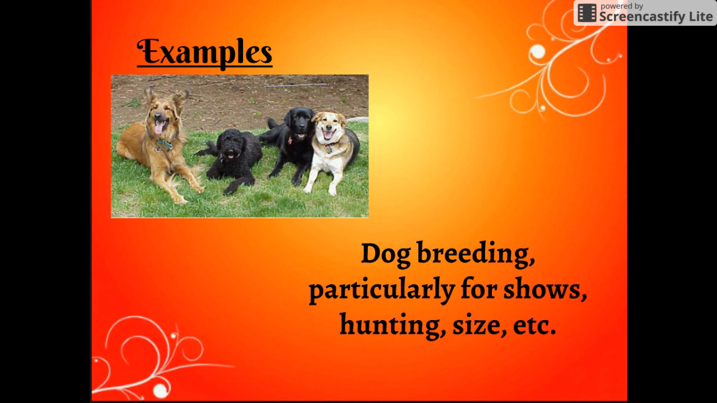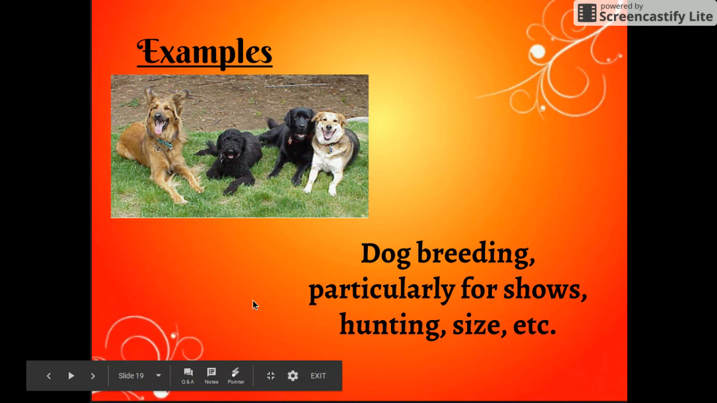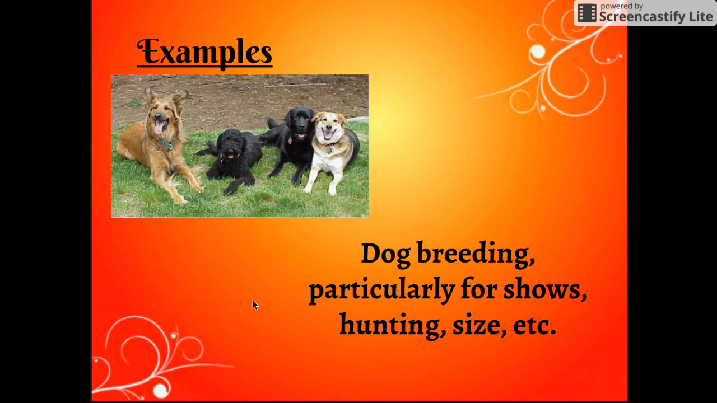Another thing is for hunting, for size, for different breeds. Some people breed animals because they want them to be hypoallergenic, or they want them to have a certain look. So this little curly-haired dog right here might have been artificially selected for its hypoallergenic fur because it's not going to shed, or doesn't have the same type of dander as other dogs. So that was an example of artificial selection, which is a type of evolution.